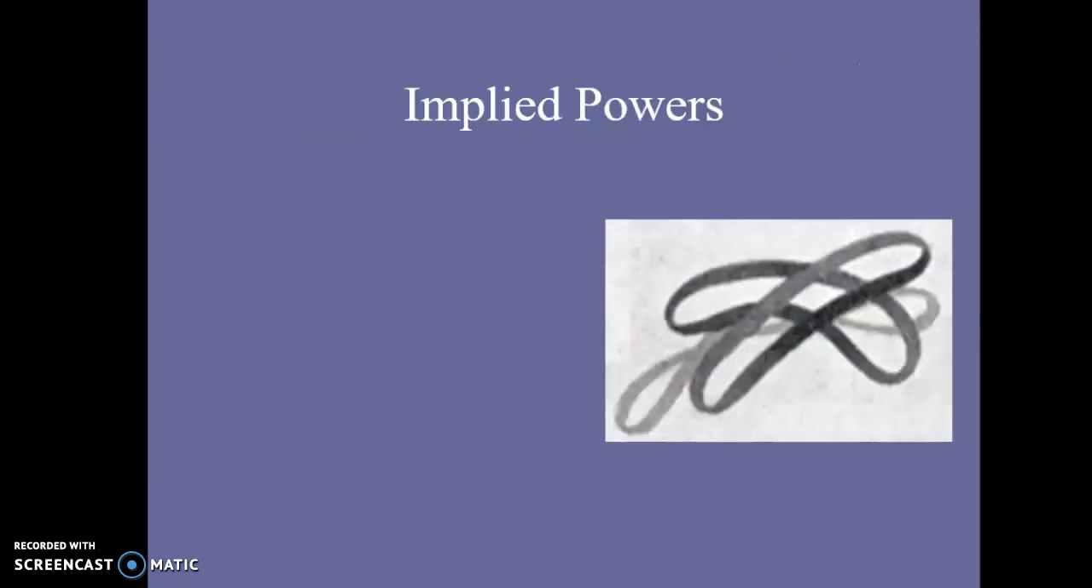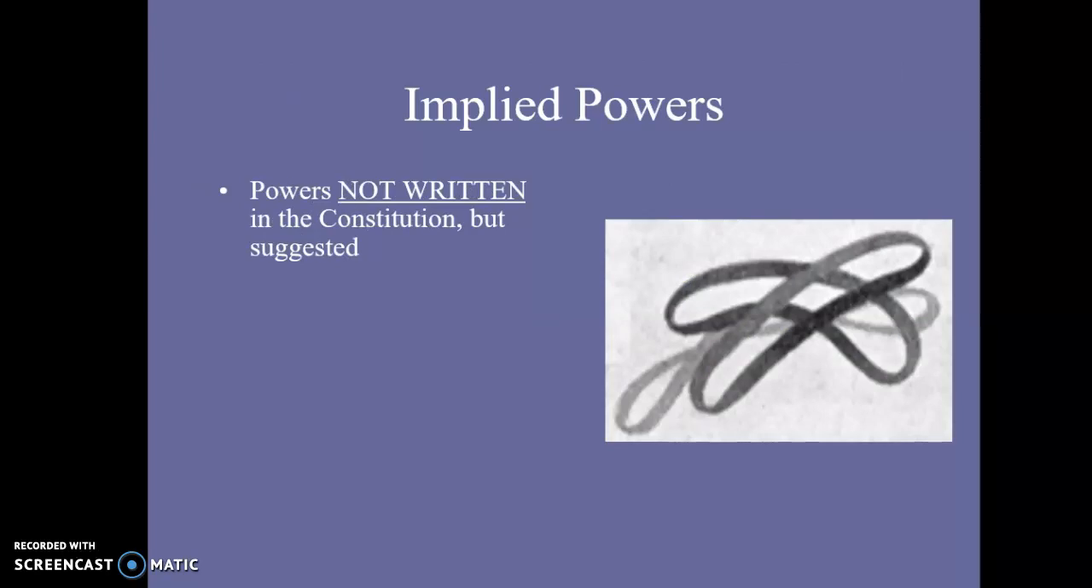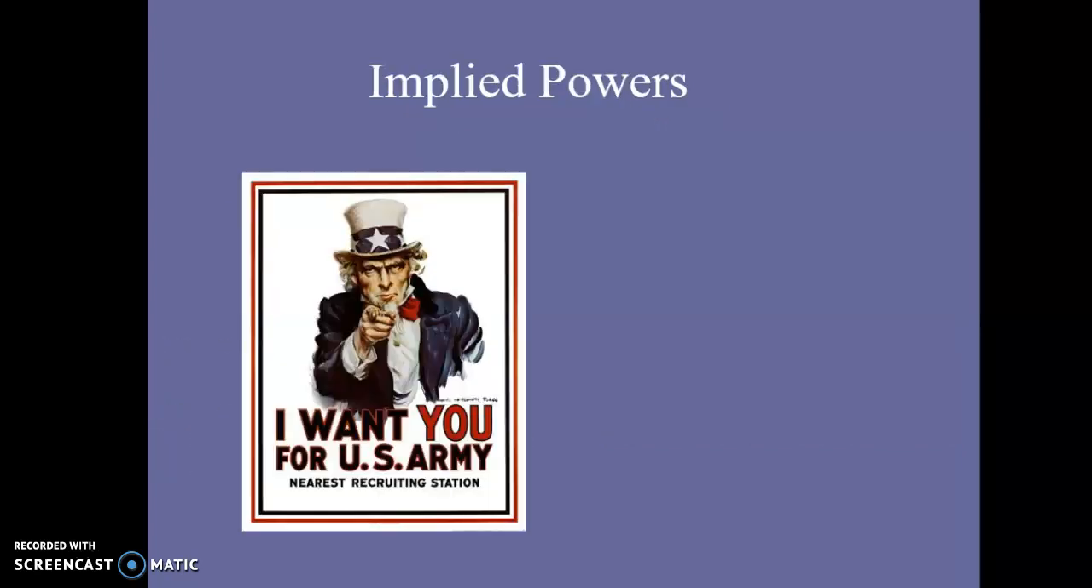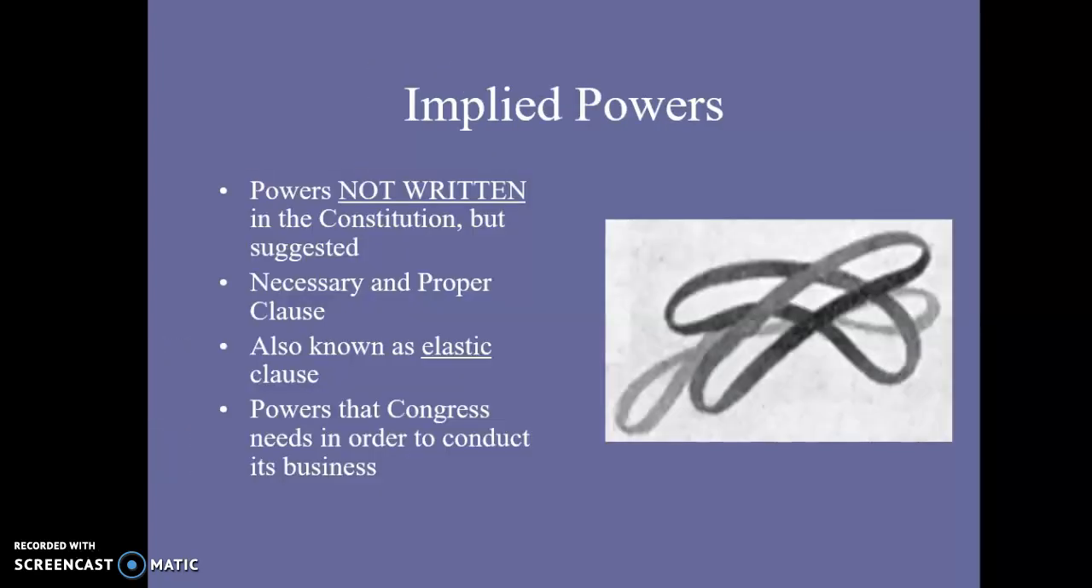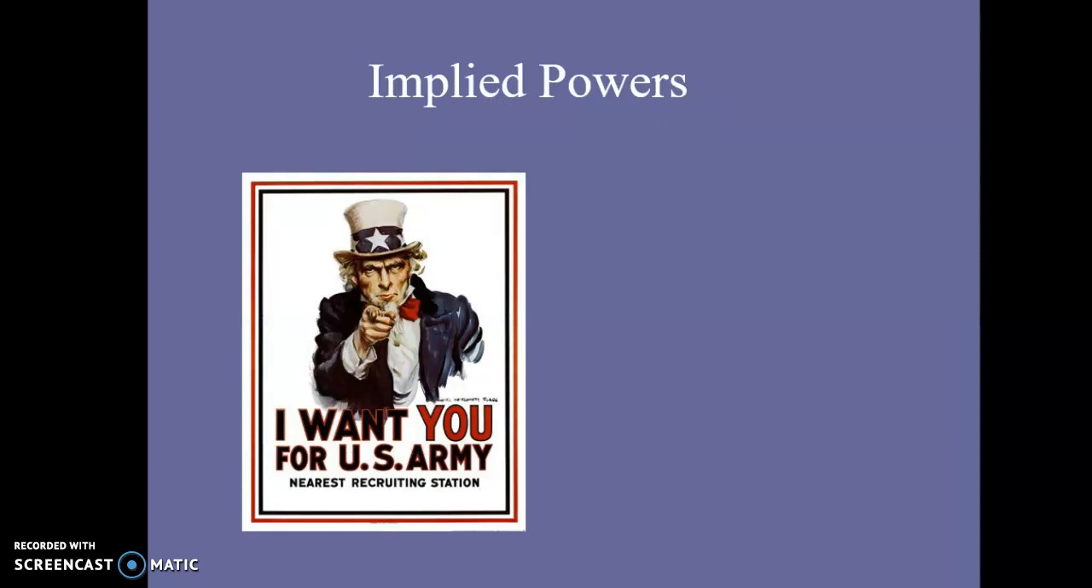So this will be very interesting to think about. Congress also has certain implied powers. Implied powers are not specifically written in the Constitution. They are implied. In other words, they are powers that are necessary and proper for the proper functioning of the government of the United States. And they are what's necessary and proper through the elastic clause, or what we call the necessary and proper clause. And these are powers that Congress needs in order to conduct its business.